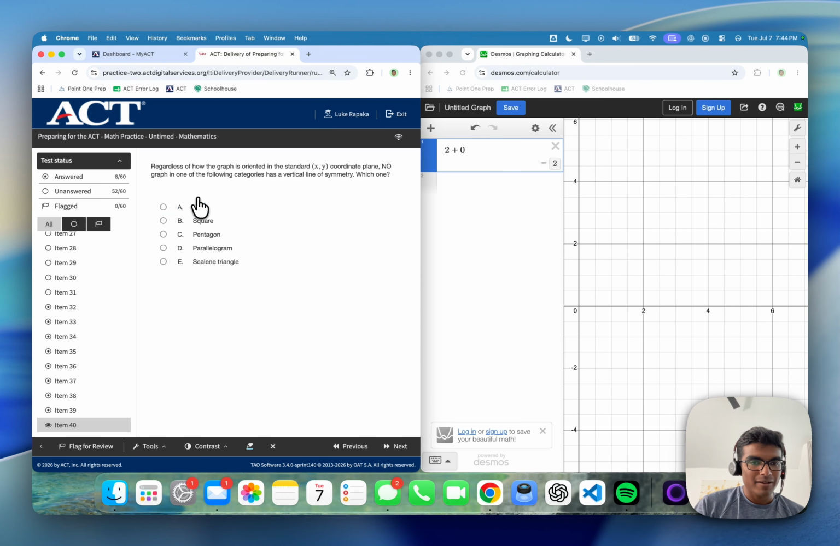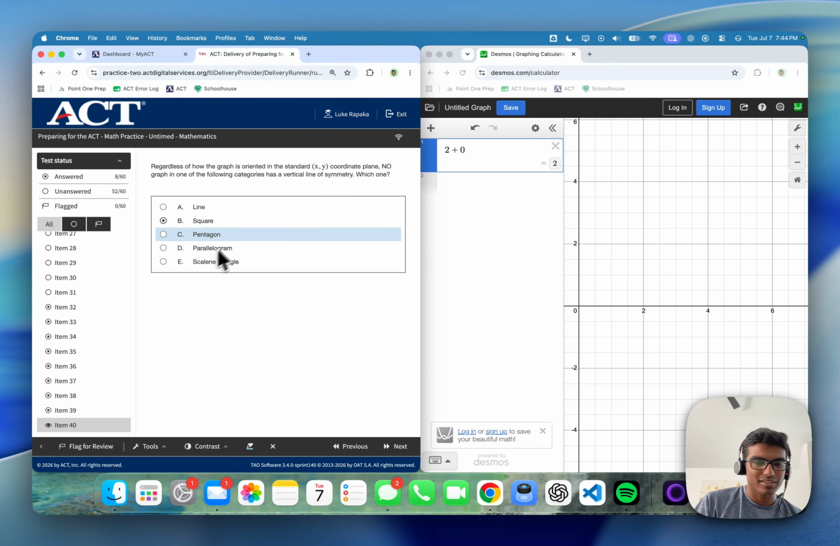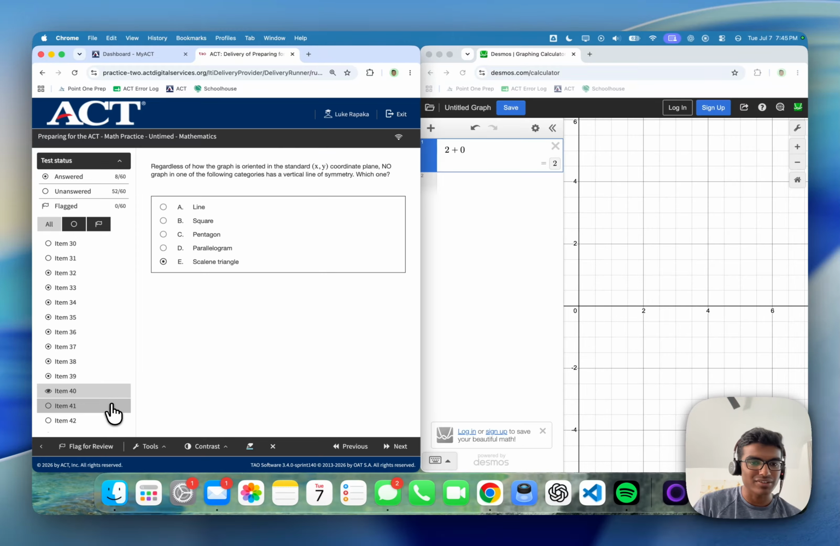But yeah, moving on. Regardless of how the graph is oriented in the xy coordinate plane, vertical line of symmetry. Okay, so it can't be a line because if you have a horizontal line and you stick a vertical line through, it's going to be symmetrical. Square, put a vertical line down the middle, it's symmetrical. Pentagon, if you stick a line through the middle, it's still symmetrical. Parallelogram, same thing. Scalene triangle can't be because it has three sides that are all different lengths and different angles, so that's the answer.